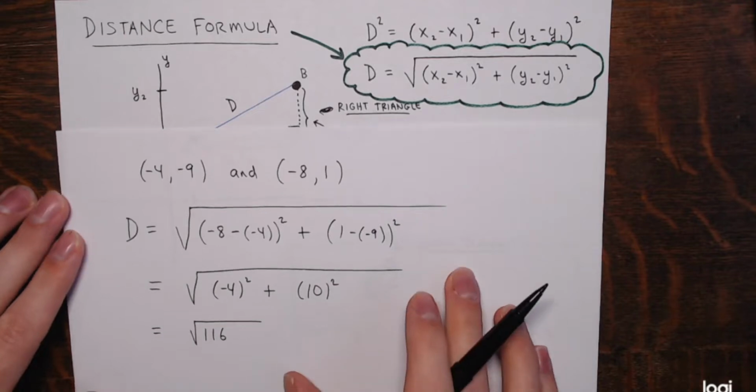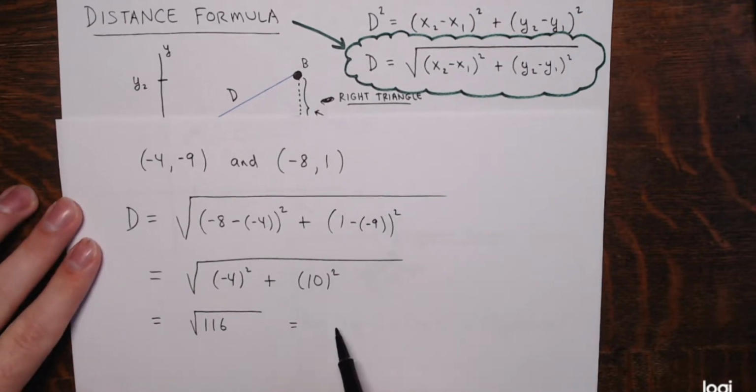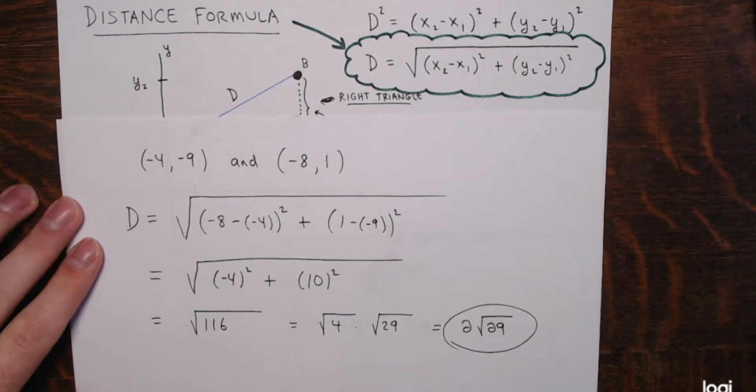Alright, and then once again, this is going to be broken up. The square root of 4 times the square root of 29. Alright, 4 times 29, that's 80 plus 36, 116, yeah. And 29 doesn't break down any further, so there's no way to reduce that. And the square root of 4 is nice, right? That's 2. And so this ends up being 2 times the square root of 29 when you're totally simplified.